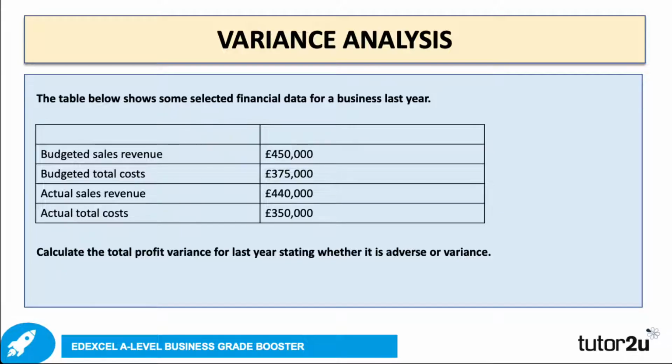So can you state whether the variance is adverse or favorable? I put that in on purpose as part of our numeracy strategy. See if anyone picked up on that. So firstly, work out the profit variance and then decide whether it's adverse or favorable.